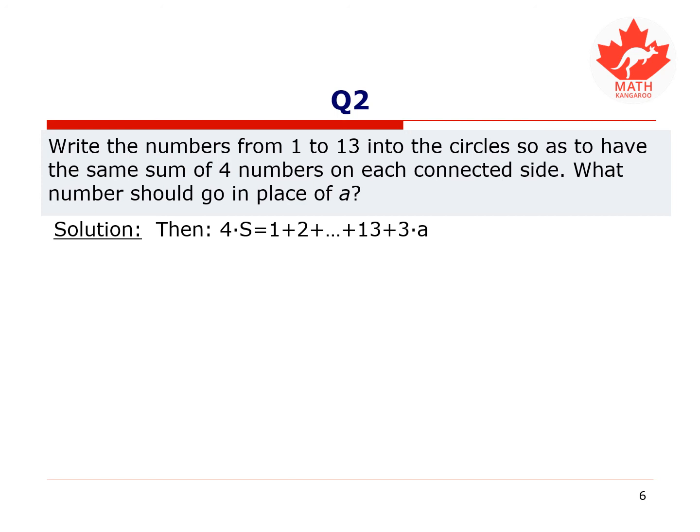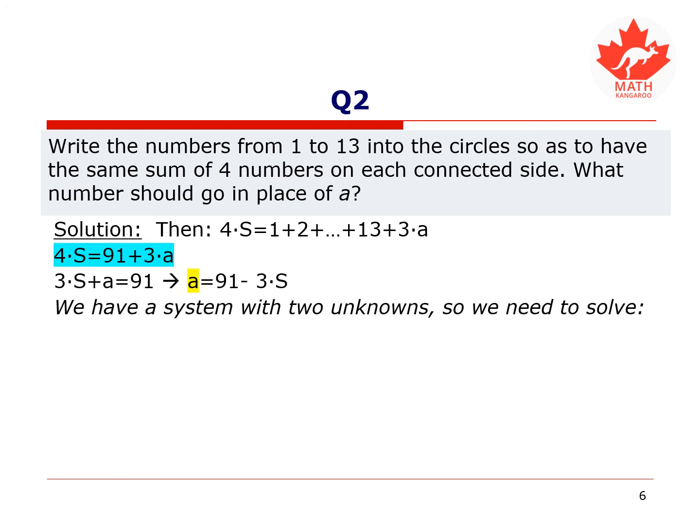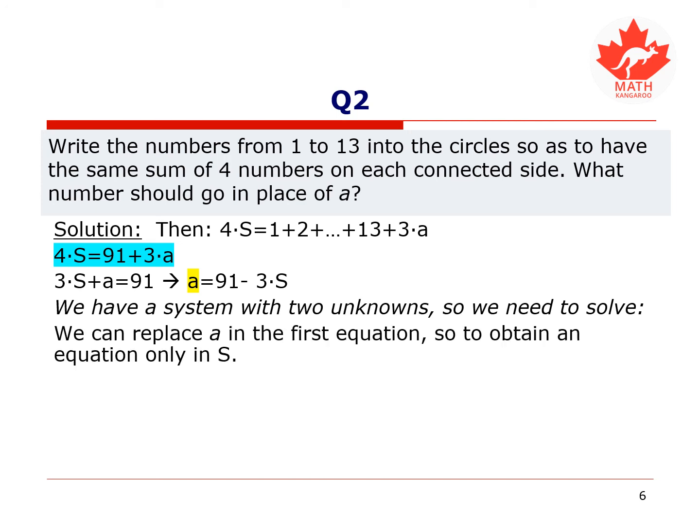Thought one way, this figure has 4s being equal to, along all the slanted lines, 91 plus 3a. Thought another way, this figure is 3s plus a equaling 91. In fact, I can isolate for a in that second equation, a equals 91 minus 3s, and I can plug it into the first one because now I have a system with 2 unknowns, 2 equations. It is definitely solvable.